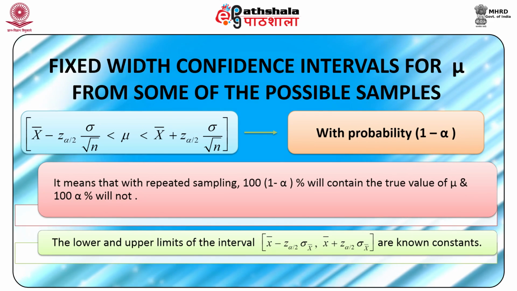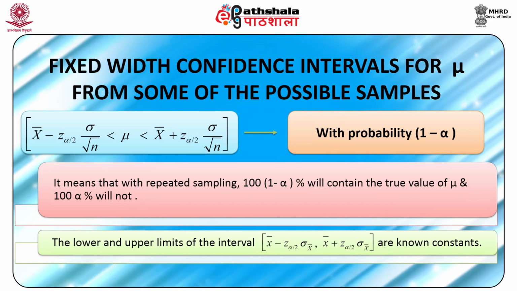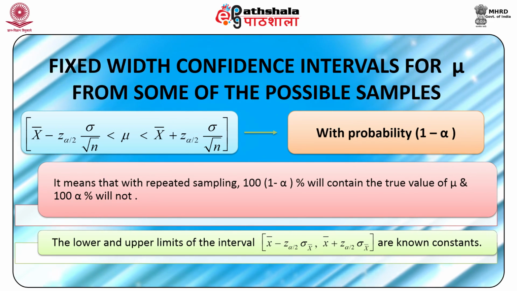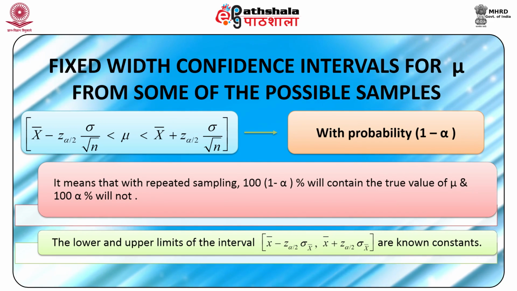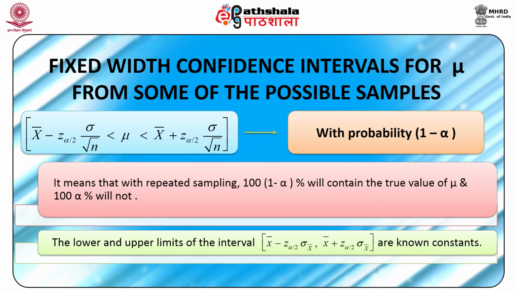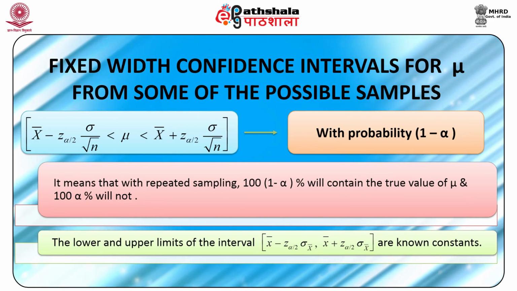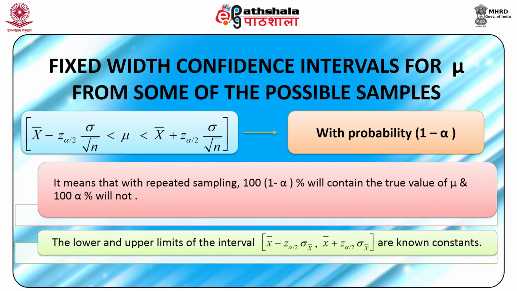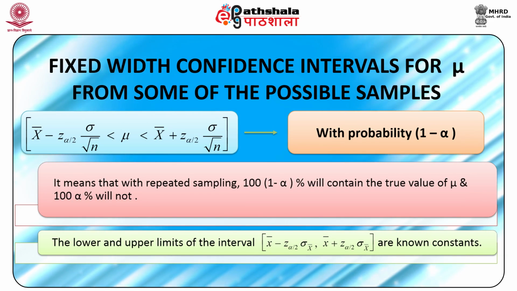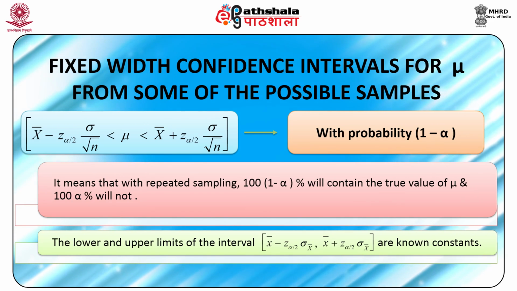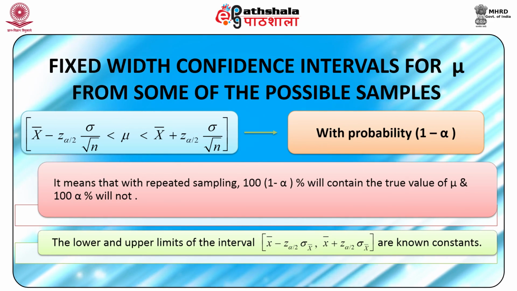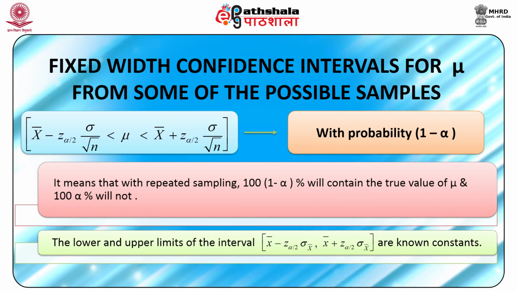So when we say that mu lies in the interval, it means that it lies in the interval of x bar minus z alpha by 2 into sigma by root n, and x bar plus z alpha by 2 into sigma by root n, with a probability of 1 minus alpha. It means that with repeated sampling, 100 into 1 minus alpha percentage of the intervals so generated will contain the true value of mu, and 100 into alpha percentage will not contain this value.